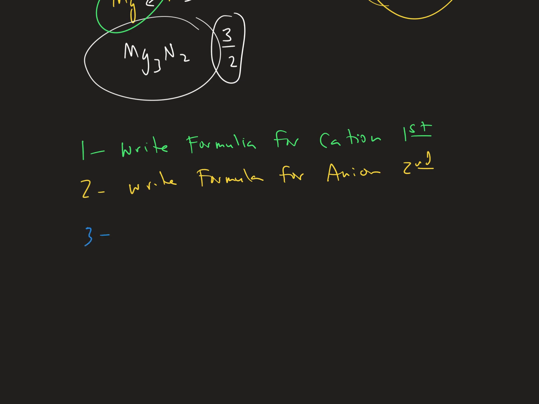And then step 3, we cross the number of charge. We just cross them down. And then the last step, sometimes it's already done, like it was in the case of magnesium nitride, is we simplify to lowest whole number ratio.